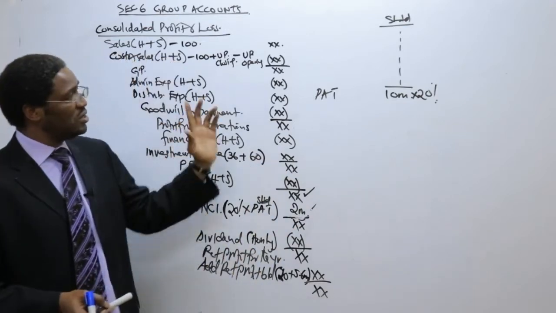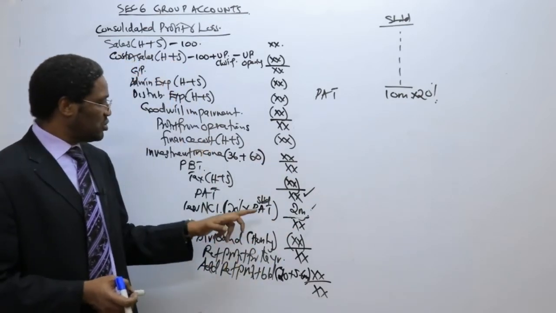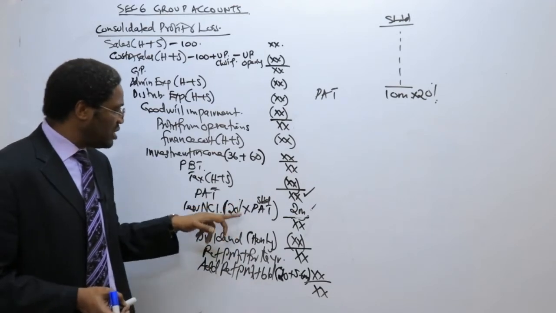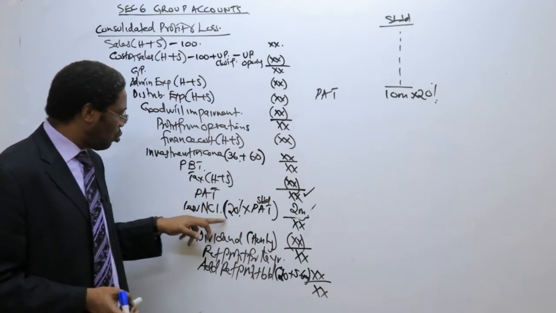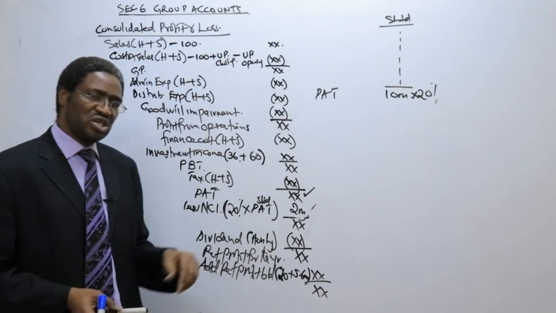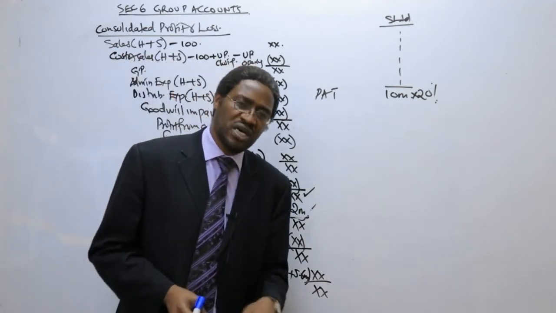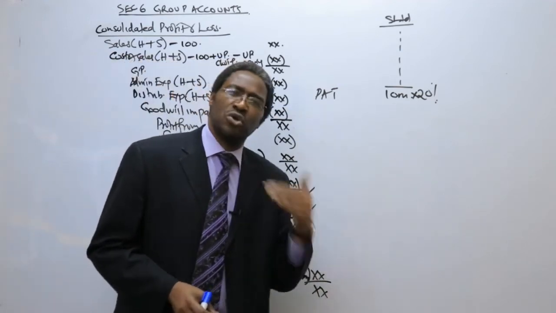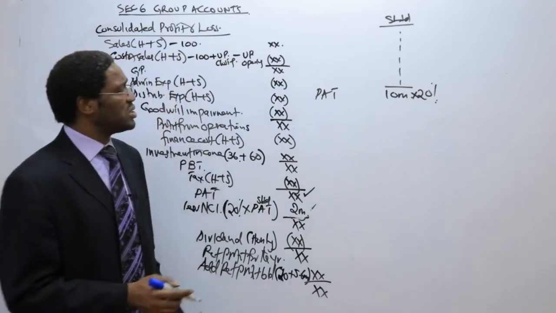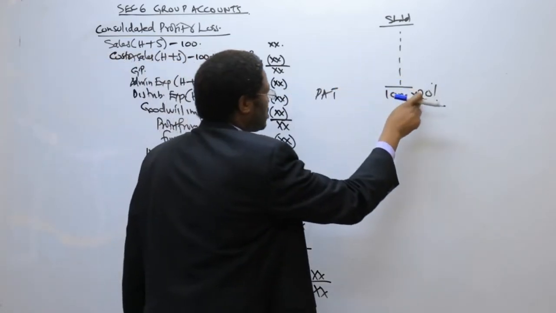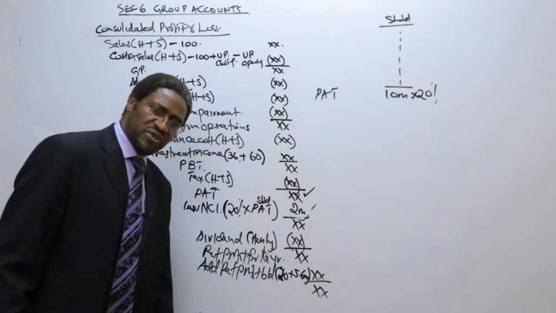Then what we left last time is we had just said that to determine the amount of non-controlling interest, just take 20% of their profit after tax. But now we are saying not always. So now we want to ask ourselves, what can make you not just take 20% of their profit after tax?